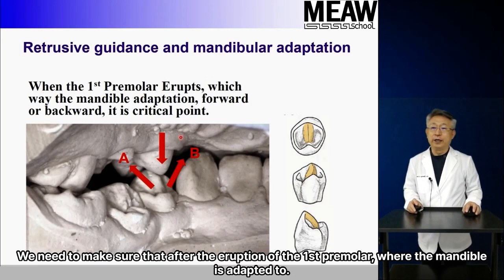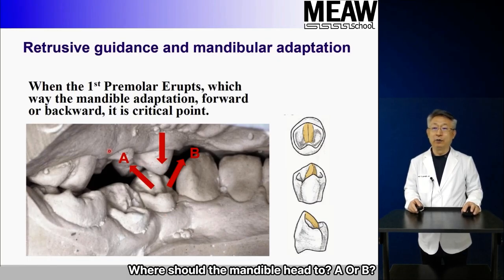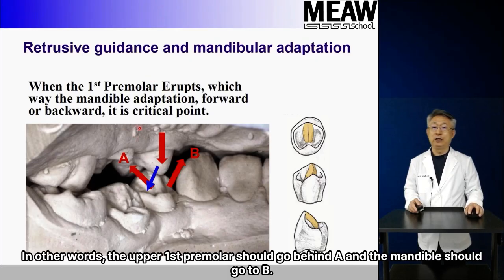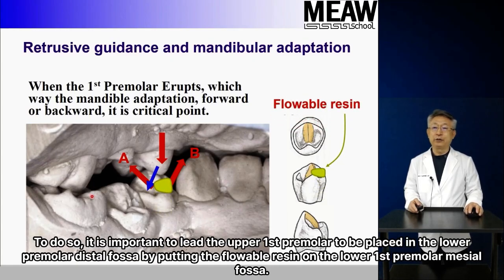We need to make sure that after the eruption of the first premolar, where the mandible is adapted to. Where should the mandible head to? A or B? The mandible should be headed to B. In other words, the upper first premolar should go behind A and the mandible should go to B. To do so, it is important to lead the upper first premolar to be placed in the lower premolar distal fossa by putting the flowable resin on the lower first premolar mesial fossa.